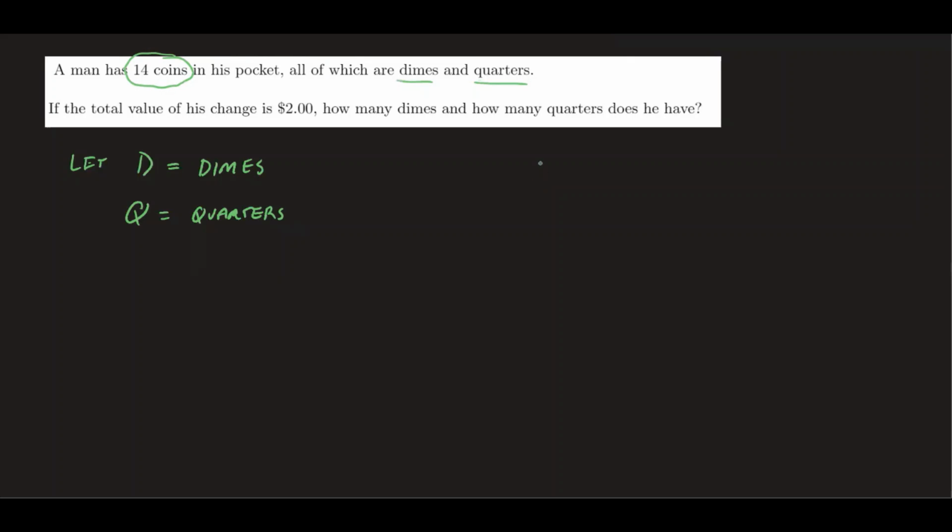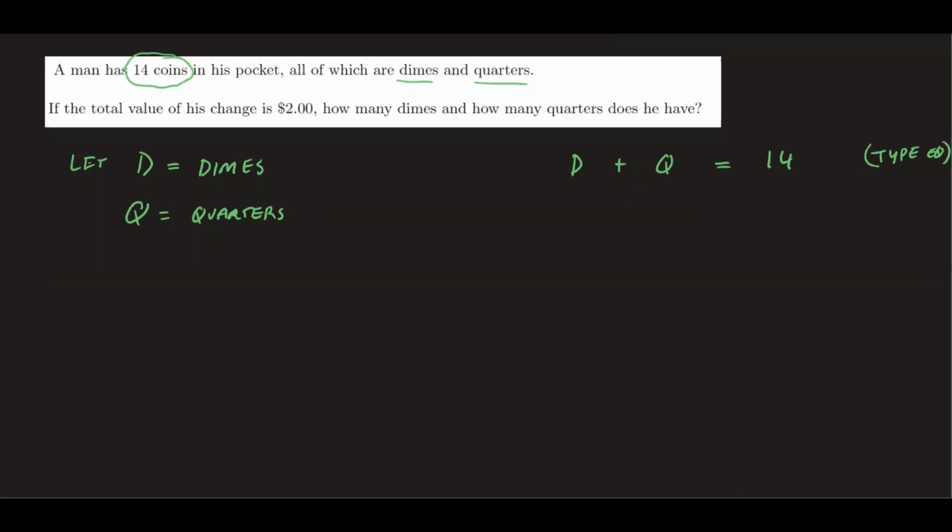So the first equation we're going to come up with is D plus Q is equal to 14. So he has dimes and quarters together, 14 coins in total. You can think of this one sort of like the type equation, so the different types he has.